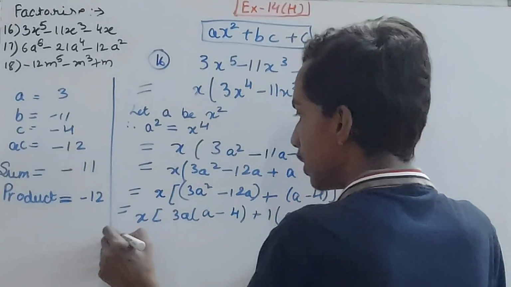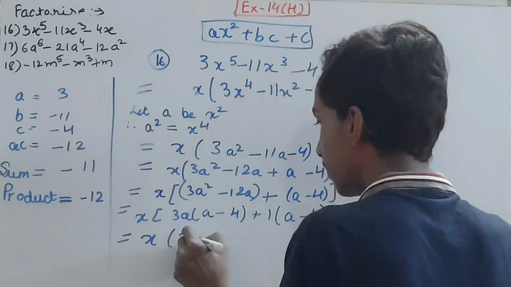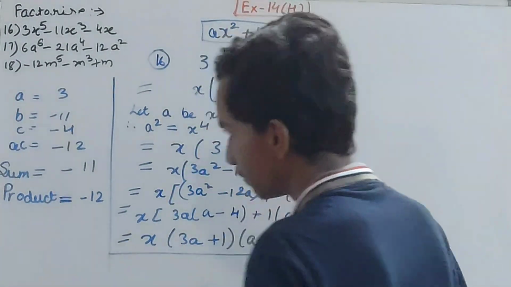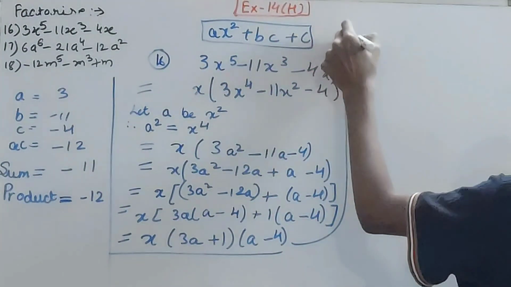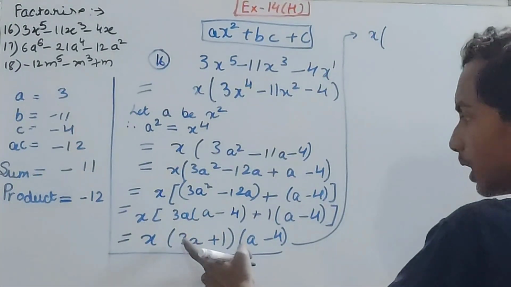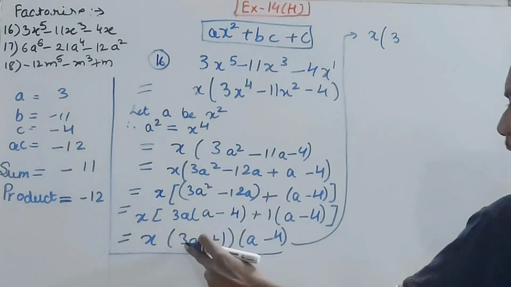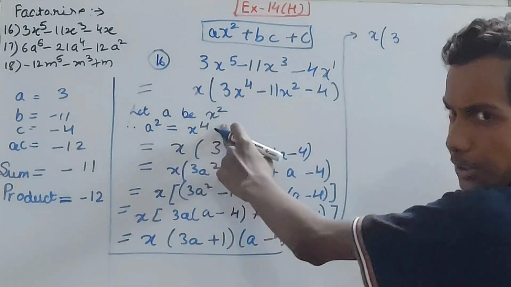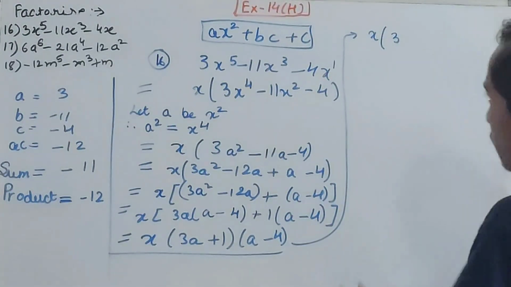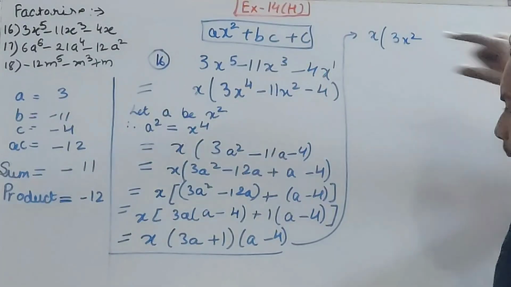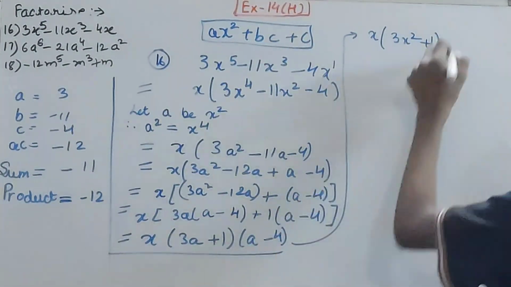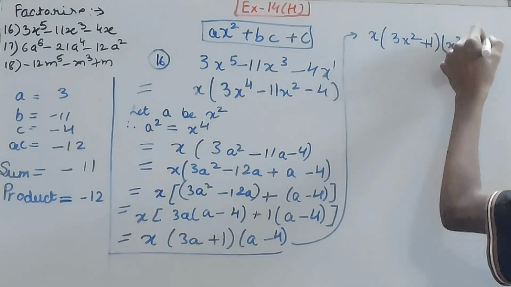Now you can make the groups. You will have x into 3a plus 1 into a minus 4, right? But it isn't solved yet. We need to further factorize this. Okay, see, x, now you have to substitute the values. So in place of 3a, what will come? 3x square, because a had the value of x square according to my assumption. So 3x square plus 1, write it down as that is a minus 4, so x square minus 4.